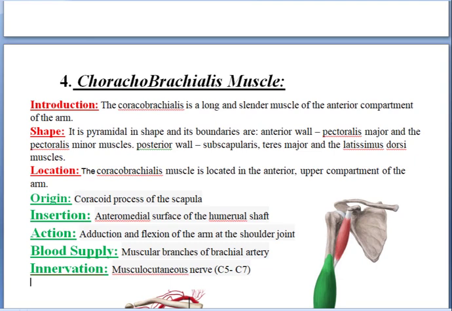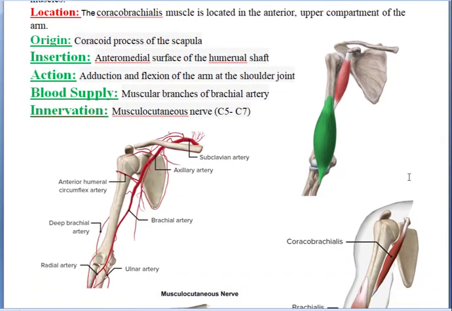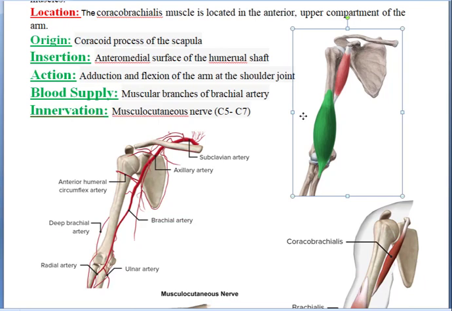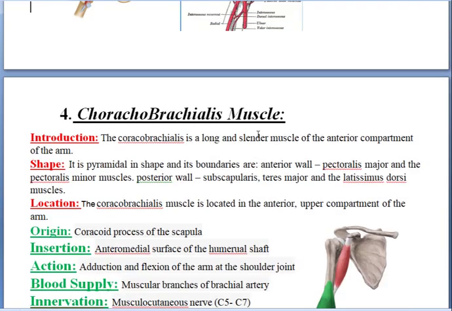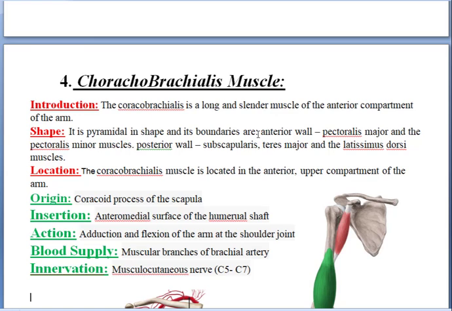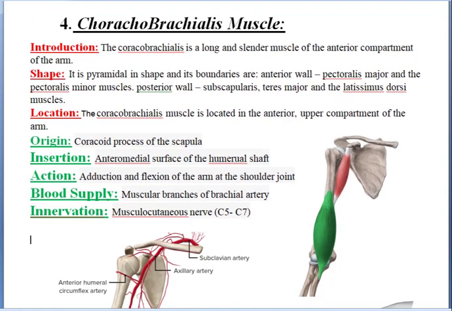Okay, now the next muscle in the anterior compartment of the arm region is the coracobrachialis muscle. So the coracobrachialis muscle is the muscle in the anterior compartment of your arm, and this is the coracobrachialis muscle here. The coracobrachialis muscle is a long slender muscle of the anterior compartment of the arm. It is pyramidal in shape, and it has boundaries.